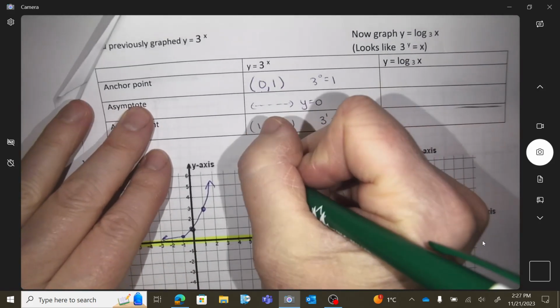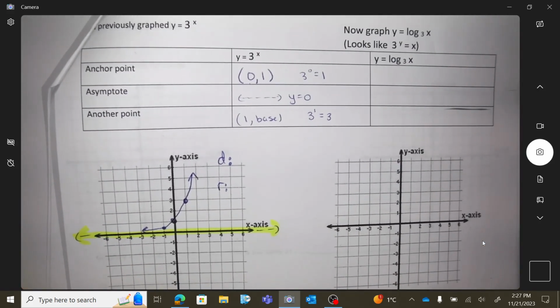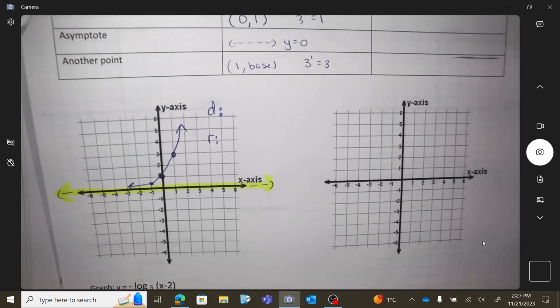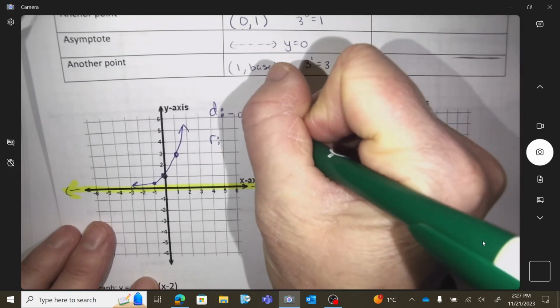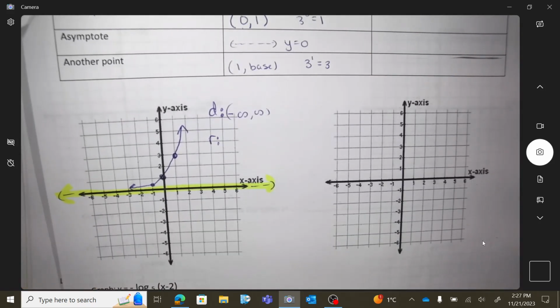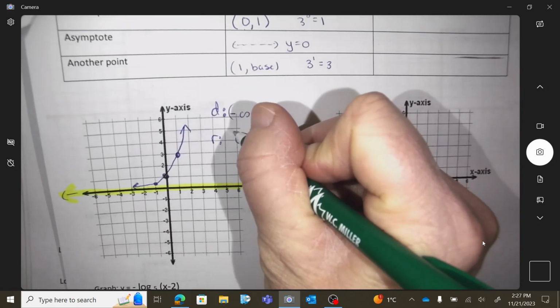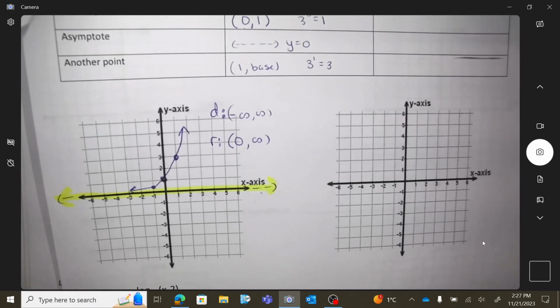Okay, let's add this in today. What is the domain and what is the range? So what's the left to right on this? -infinity to infinity. Agreed? And what's the lowest? 0. What kind of bracket? Soft and then up. Okay.